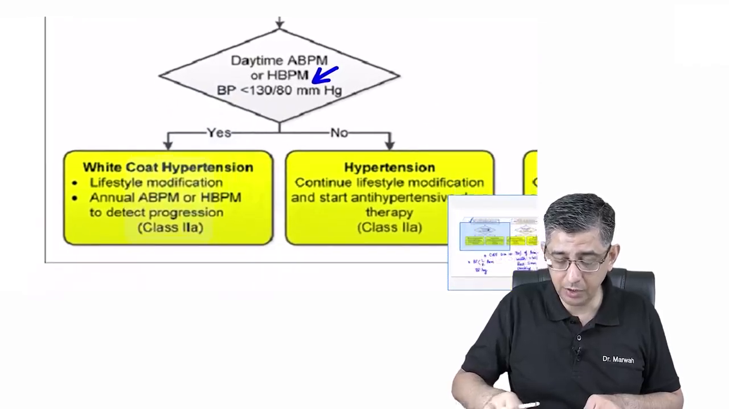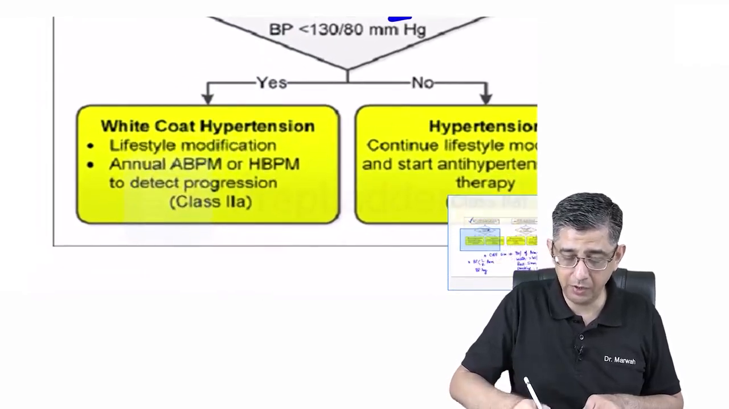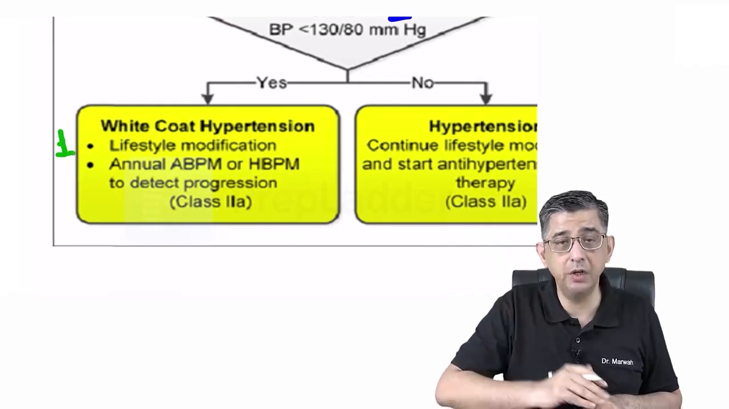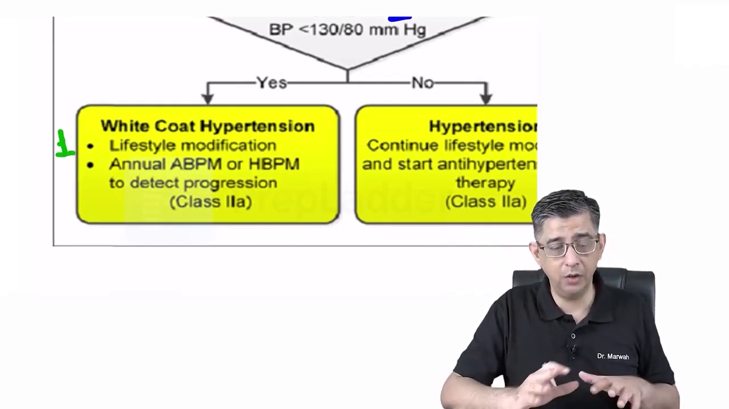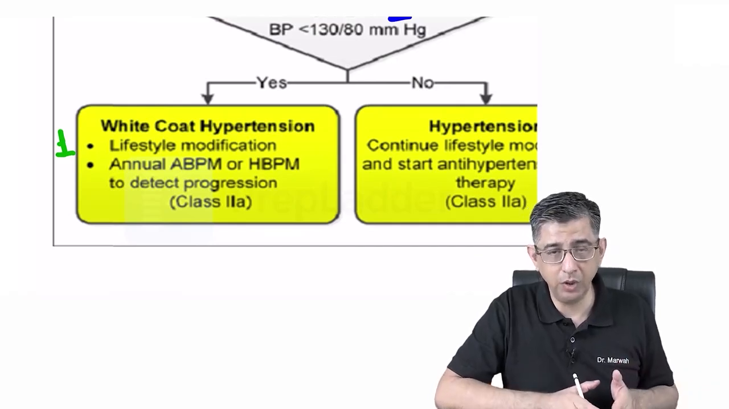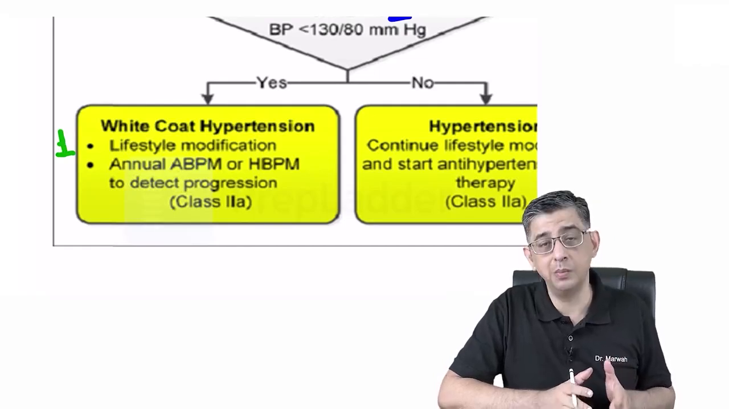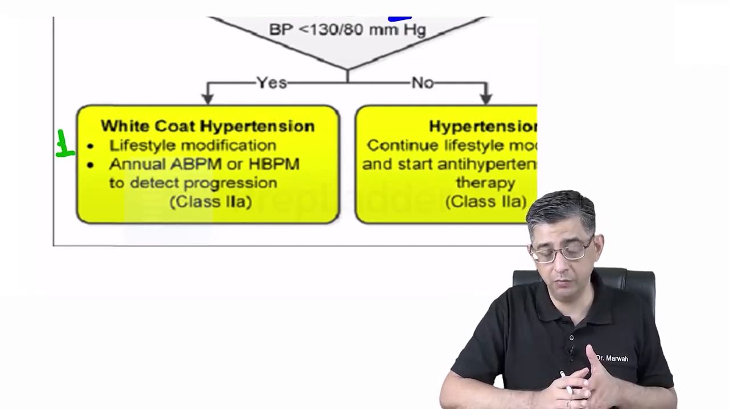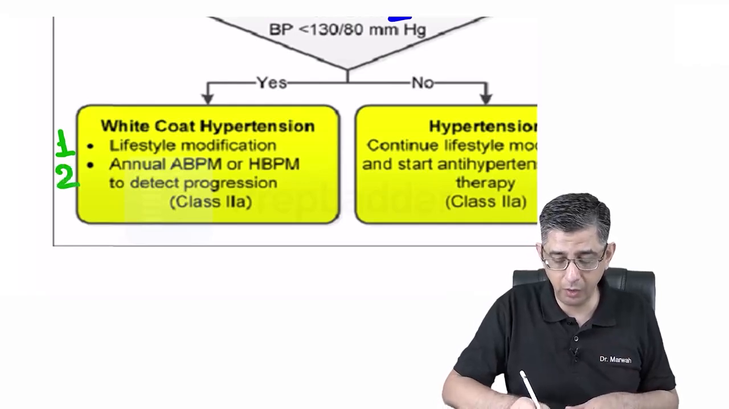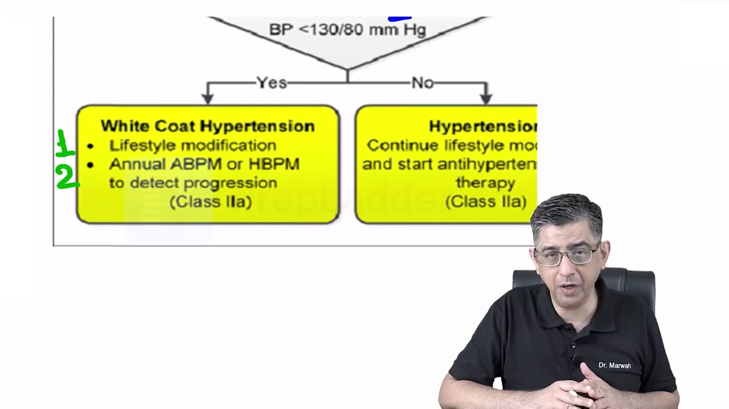So if the exam asks what is the management for white coat hypertension, lifestyle modification is still to be done. You will not tell this guy that okay, everything is fine. White coat hypertension does not mean everything is okay. You have to tell him, sir, there's a possibility that you could become hypertensive in future. So lifestyle modification and annual blood pressure recording can be done in these patients.